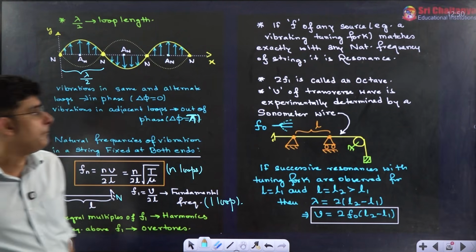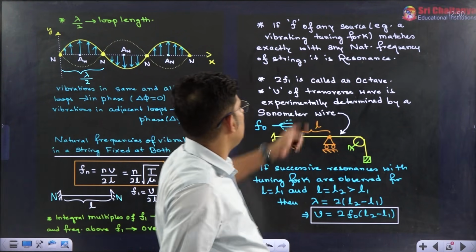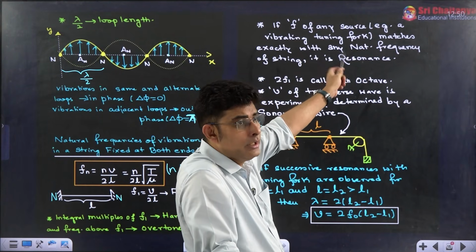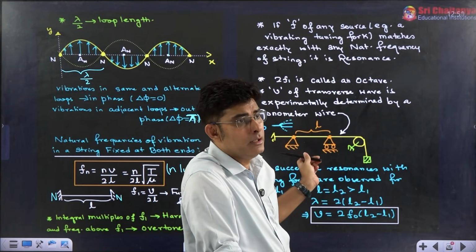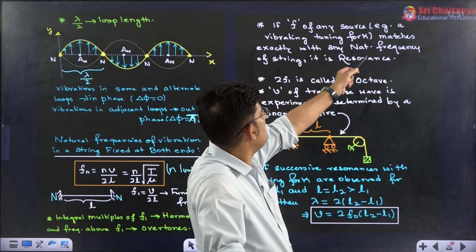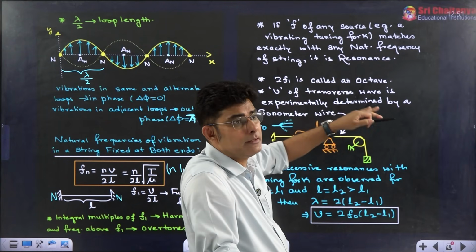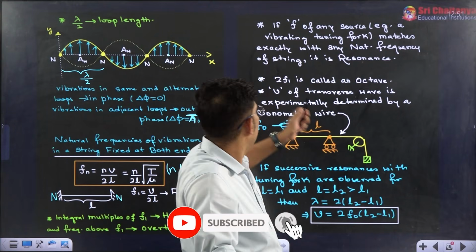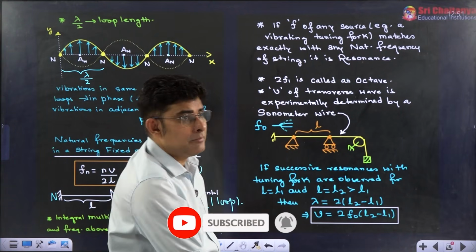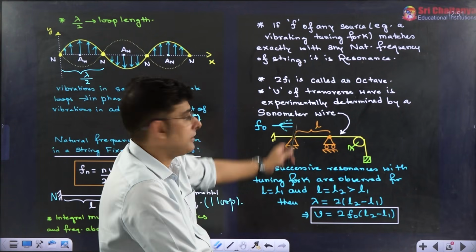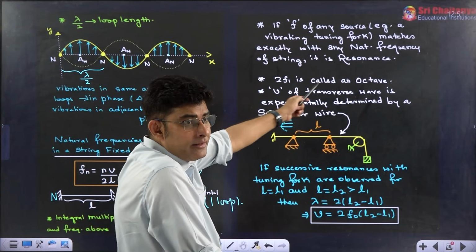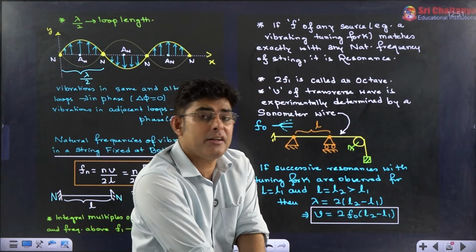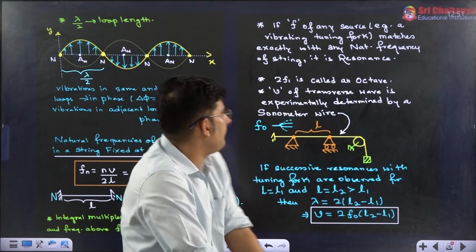This should be remembered. Now, sometimes you will see that if the frequency of any source, for example a vibrating tuning fork, is brought near the string and it matches any of the natural frequencies of the string, this is the condition of resonance. So the string will start vibrating in that many loops. Now, one more term you will sometimes see in questions, kindly remember: 2F1 is known as an octave. So if they say that one frequency is an octave of the other, it means it is double.